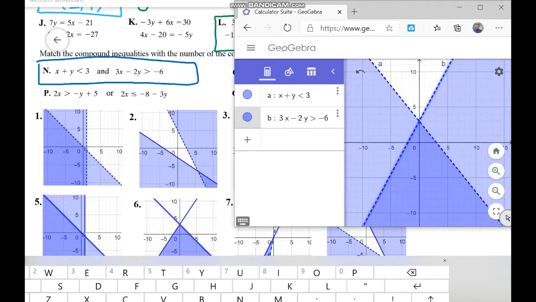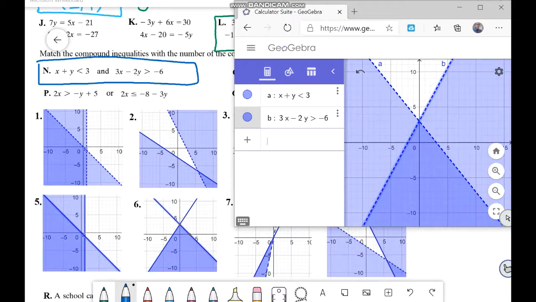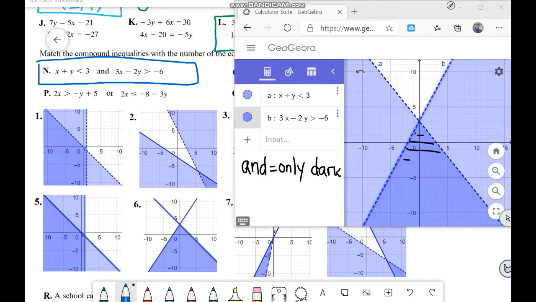This is the result. And remember that this is the first item, the item that we're working, letter N, is AND. AND is intersection. That means only the dark blue area, right? Only the dark area. The intersection is this one. Only the dark blue area.